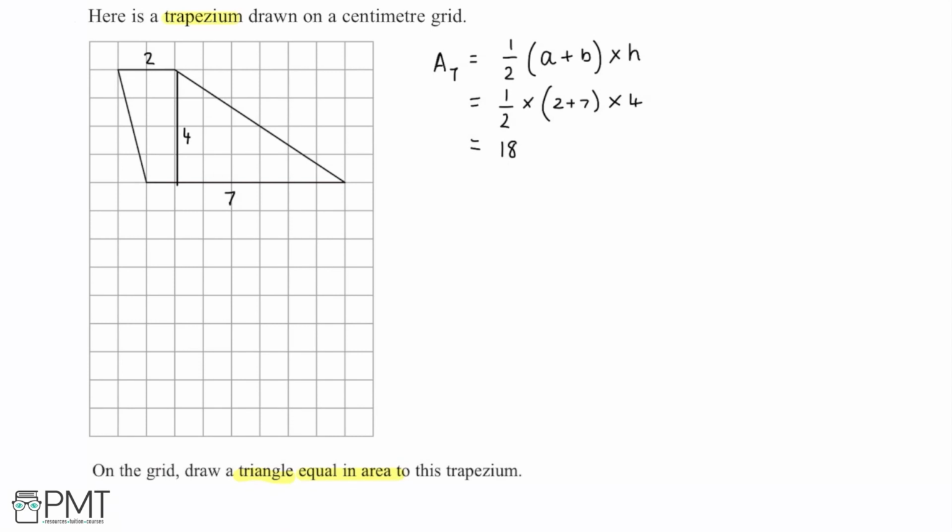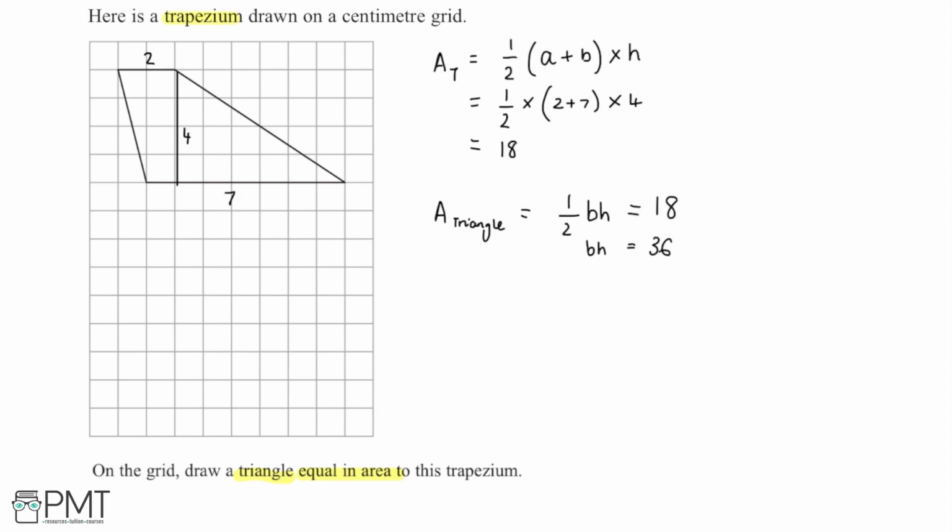So we're going to need a triangle of area 18 centimetres squared, or squares on the grid. And if we know the formula for the area of a triangle, it's just going to be a half multiplied by the base multiplied by the height. And we know that the area has to be equal to 18. We can multiply both sides by 2. So we know that the base times the height is equal to 36.